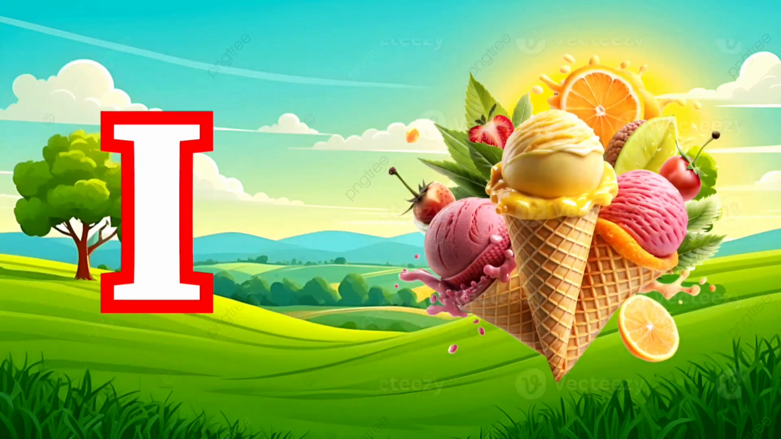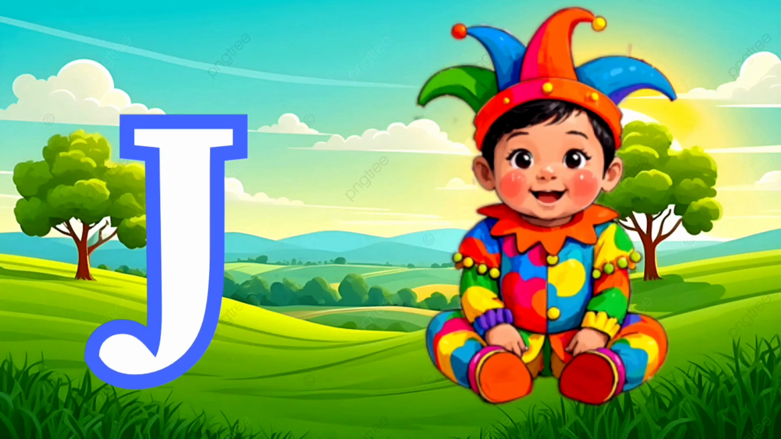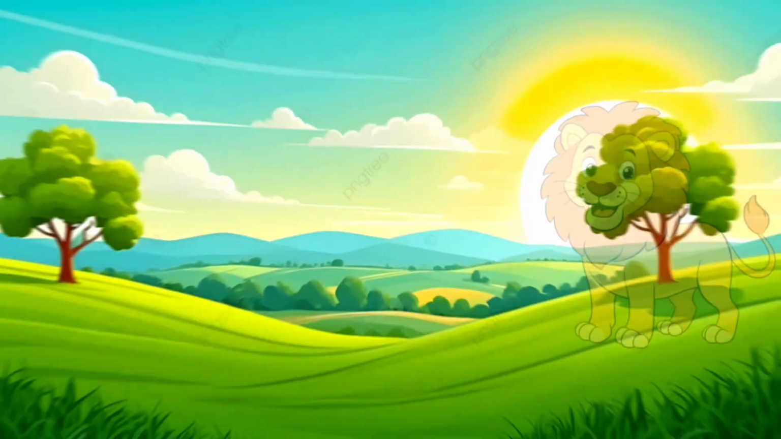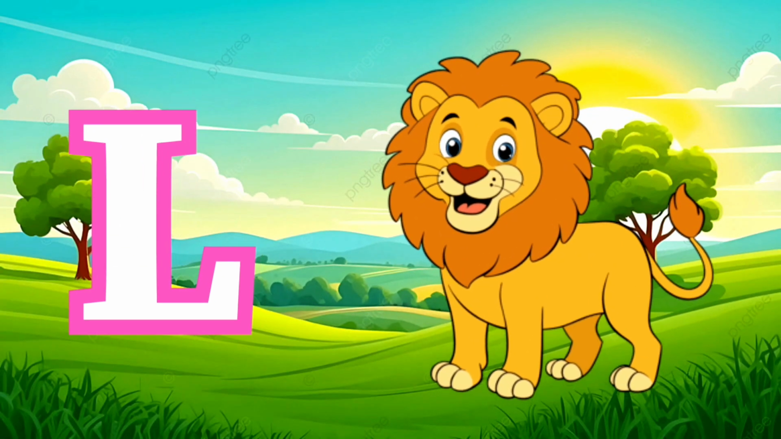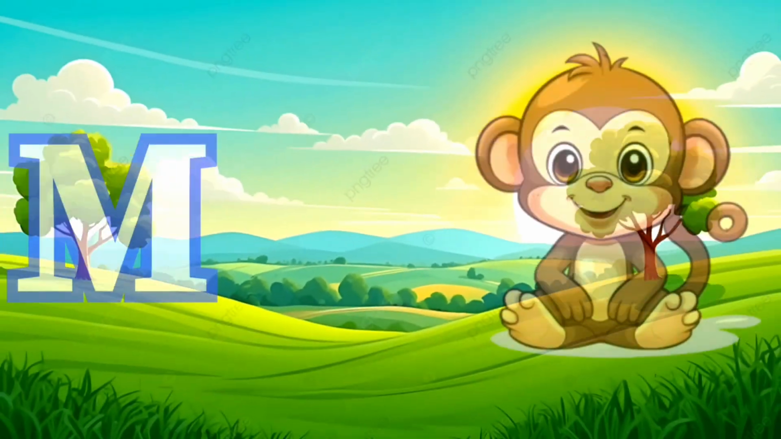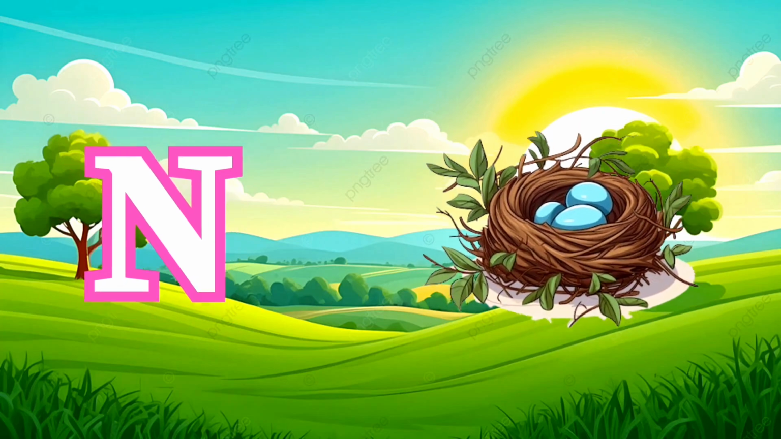J is for jump. K is for kite. L is for lamp. J for joker. K for kite. L for lion. O is for owl. P is for pet. M for monkey. N for nest.